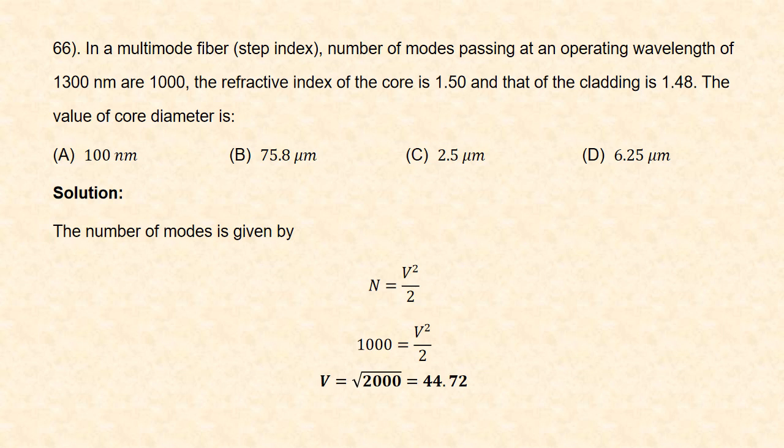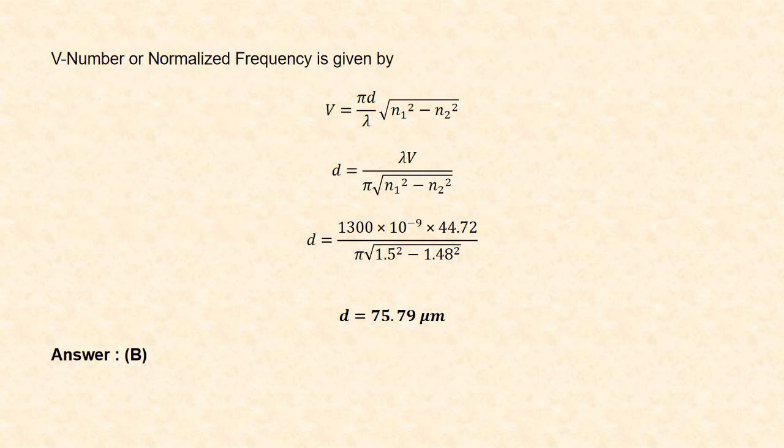Here if you see, the number of modes in a multimode fiber, step index fiber is given by the formula n is equal to V square by 2. V is nothing but the normalized frequency or V number. So substituting n is equal to 1000, we have V is equal to root of 2000, which is nothing but 44.72.